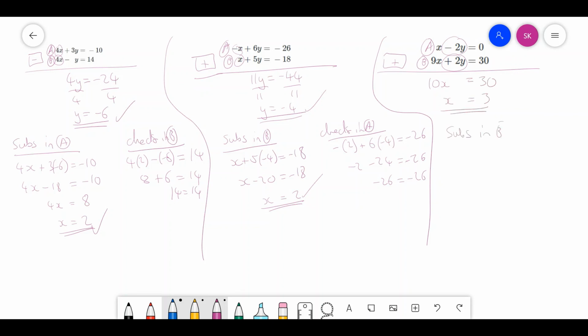Subs in B, because they're all positive. So 9 times 3 plus 2y equals 30. y equals 3 over 2. That's not very nice, but we'll check it. It's possible I've gone wrong. Sorry, checking in A, because I already subbed into B. x minus 2 times 3 over 2 equals 0, which is 3 minus 3. Yep, 0 equals 0. So I know that y is 3 over 2 and that x is 3.